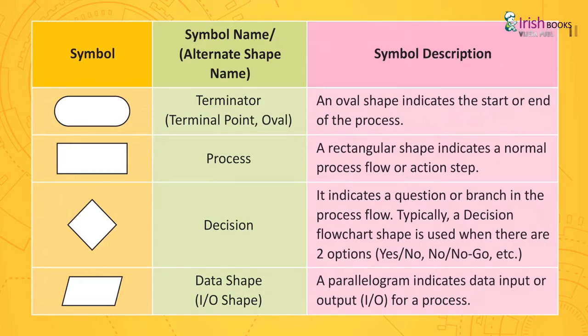Decision. It indicates a question or branch in the process flow. Typically, a decision flowchart shape is used when there are two options: yes/no, go/no go, etc. Data shape, I/O shape. A parallelogram indicates data input or output, I/O, for a process.